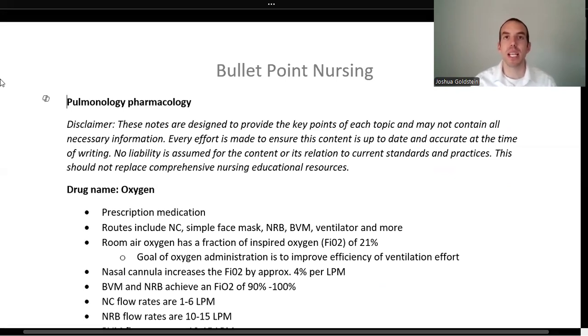My name is Dr. Goldstein, and in this lecture, we're going to go through respiratory or pulmonary pharmacology. Now, we're sort of dividing this up into upper and lower respiratory. In lower respiratory, which is what this video is, we're going to discuss essentially asthma and COPD medications, with the addition of oxygen.